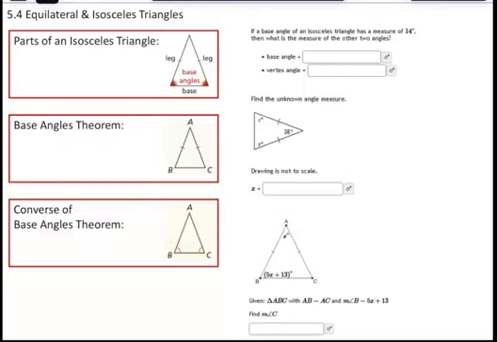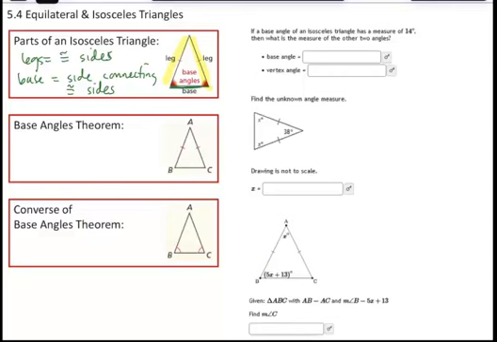Let's talk about isosceles triangles first. First of all, the anatomy of it. An isosceles triangle has two or more equal sides. The two equal sides are called legs. Then the side that connects the two equal sides is the base. Just terminology-wise, that's what it's referring to.